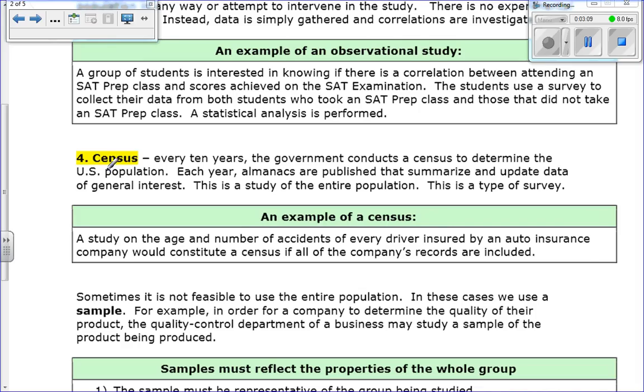If we're talking about a group of ninth graders and we were to conduct possibly a survey on the ninth graders and use all of the ninth graders, we are still using a census.